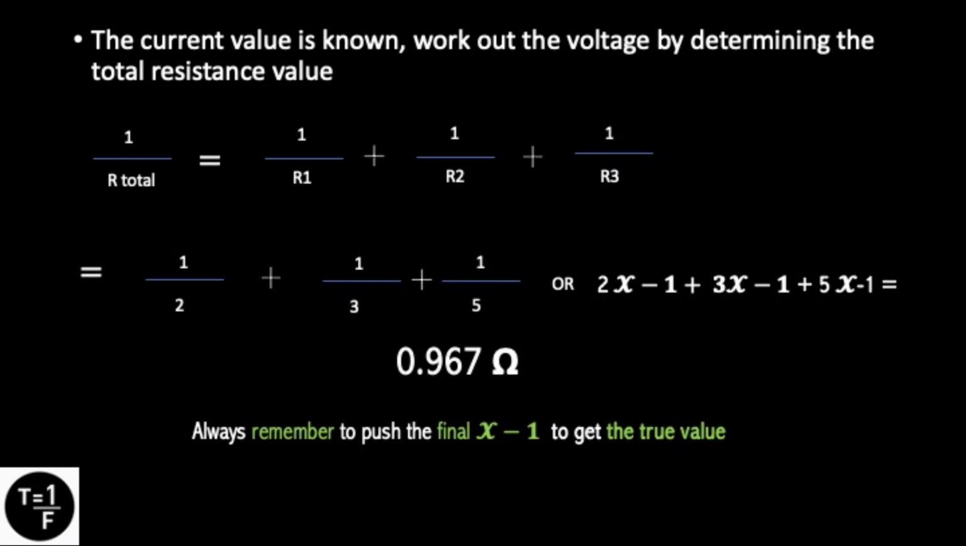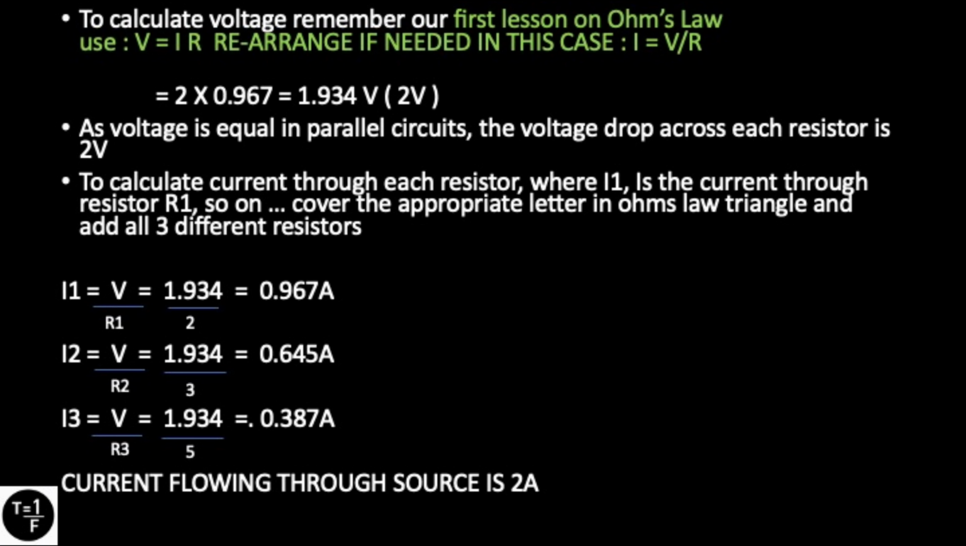So we would do 2 x to the -1 plus 3 x to the -1 plus 5 x to the -1 equals, and from the calculation we get, we would press x to the -1 again to give us the final answer, which would be 0.967 ohms. Now to calculate voltage, remember our first Ohm's law lesson, we used the VIR triangle.